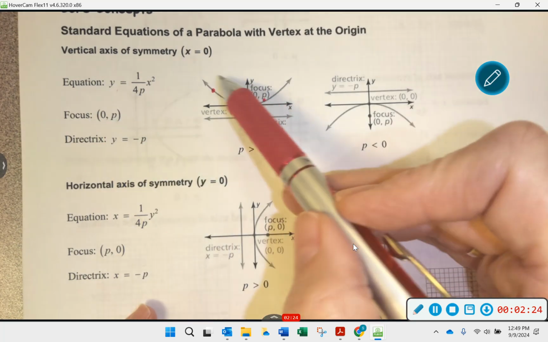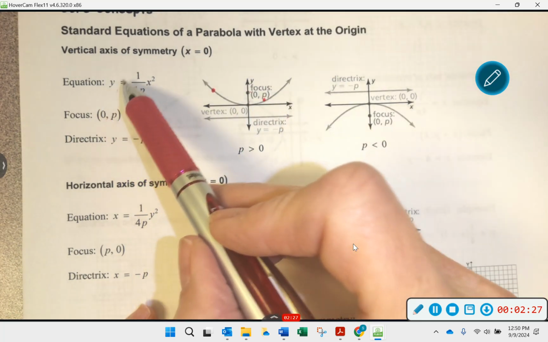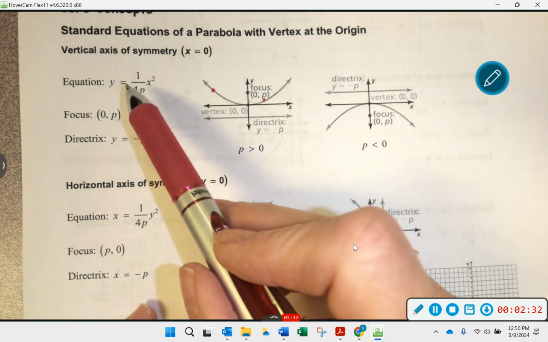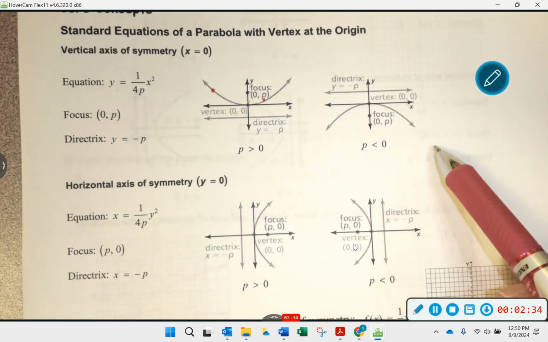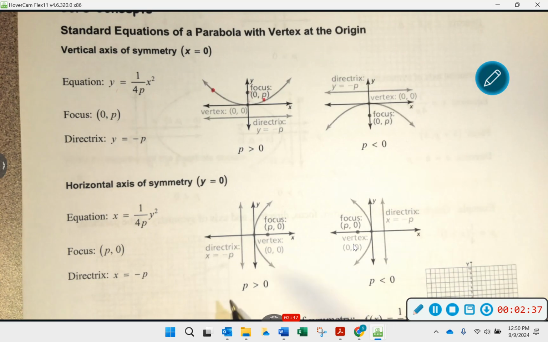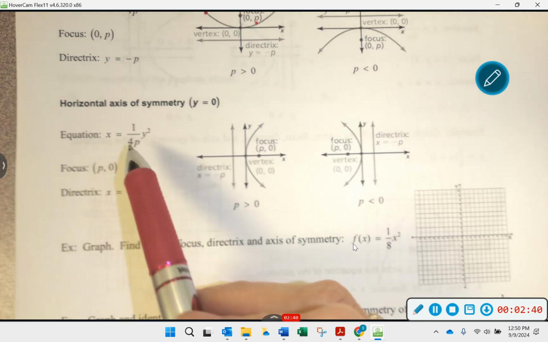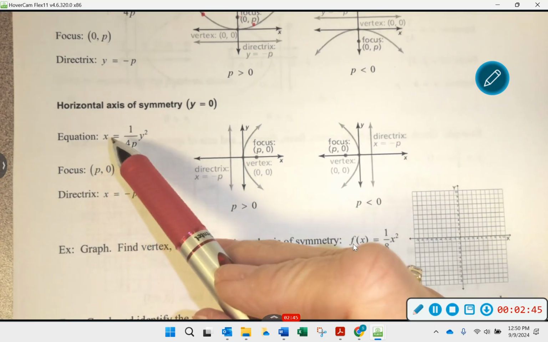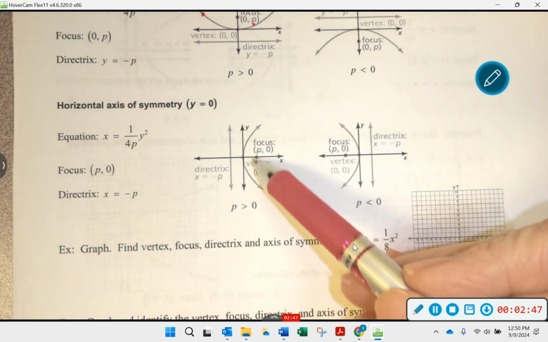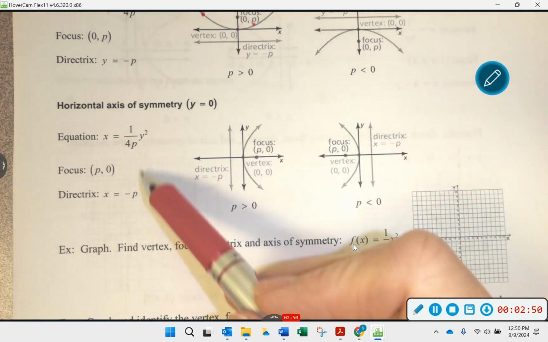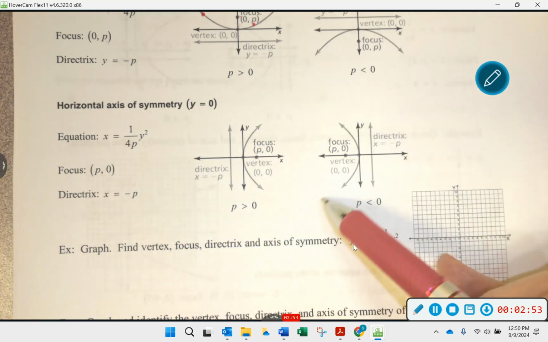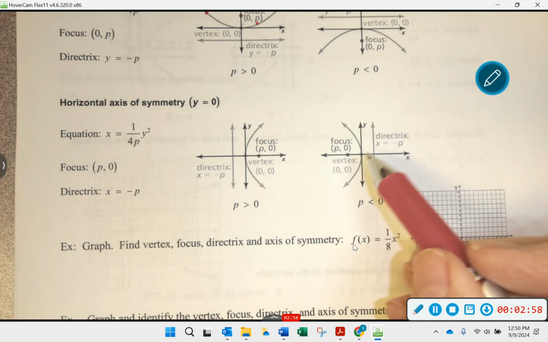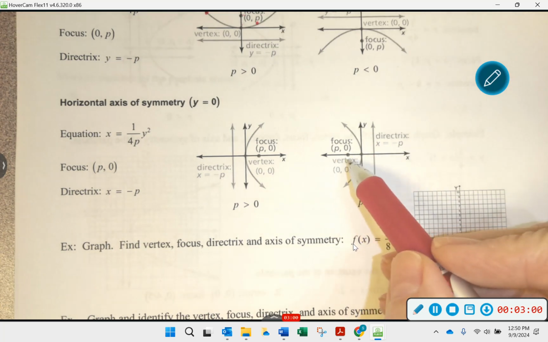Notice if I have a parabola that opens up, it's going to be y equals 1 over 4p x squared, or if it opens down, the only difference is that it's negative when it opens down. All right, the new part to this is if I have x equals some number times y squared. Now the parabola is going to open to the right if this number is positive, or to the left if this number is negative. Same kind of thing. The focus is going to be p units from that vertex.